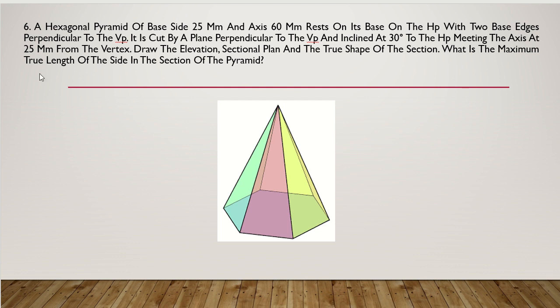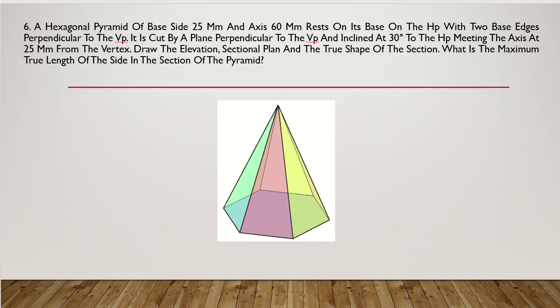As you can see, the object given over here is a hexagonal pyramid. What is the base given? It is 25 mm. Axis height is 60 mm. Now we have to keep the hexagonal pyramid base in such a way that it is resting on HP with two base edges perpendicular to VP. Suppose I'm considering this base edge as well as this, that is two opposite base edges, you have to keep this whole base on HP in such a manner that these base edges are perpendicular to the XY reference line or to VP.